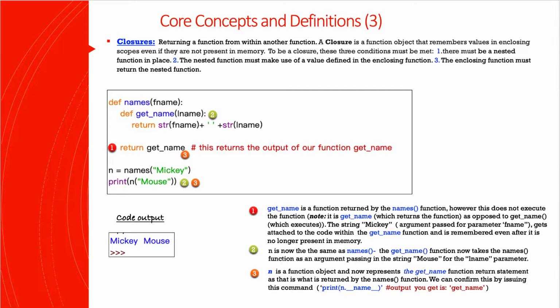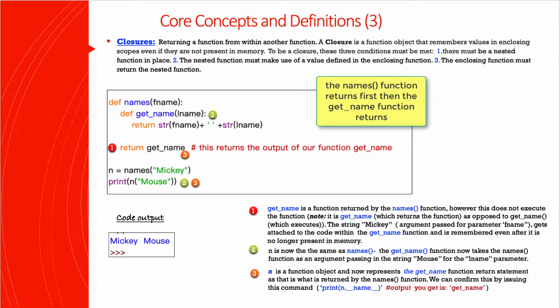Okay, so let's go through this code in detail. getName is a function returned by the names function. However, this does not execute the function. Note, it is getName which returns the function as opposed to getName with the parentheses which would execute it. That's the distinction there, very important. The string Mickey is the argument passed for parameter fname. This gets attached to the code within the getName function and is remembered even after it is no longer present in memory.